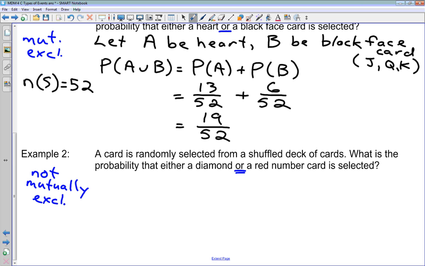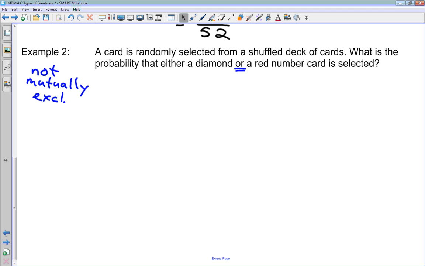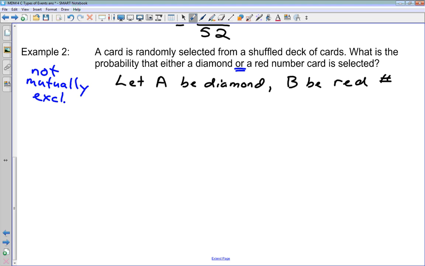So let's again define our sets here. We'll say let A be the event where we pick a diamond. We'll let B be the event where we pick a red number card. And our number cards go from 2 up to 10. 2, 3, 4, 5, 6, 7, 8, 9, 10. We won't count ace in there because it's like a letter card. I don't know. It's its own category or something like that.